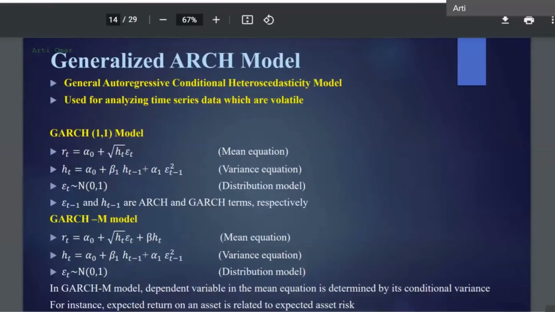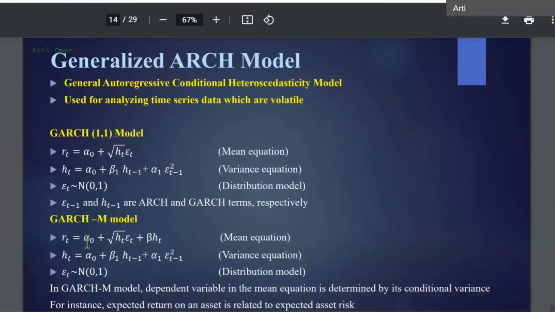The mean model is nothing but the return equal to the expected return, which is alpha naught, and this is the constant, plus the variance multiplied by the error term. Then we have the variance equation. Here the variance equation depends upon the error term as well as the past value of the variance. That is the difference between the ARCH and GARCH models: GARCH also depends upon the past value of volatility. And then you have the distribution model.